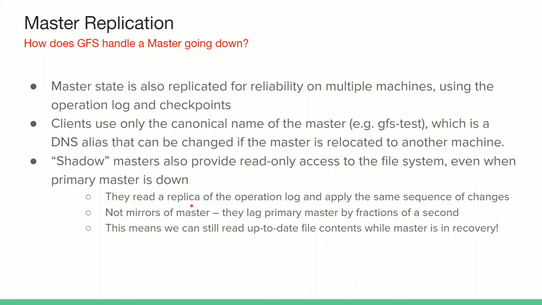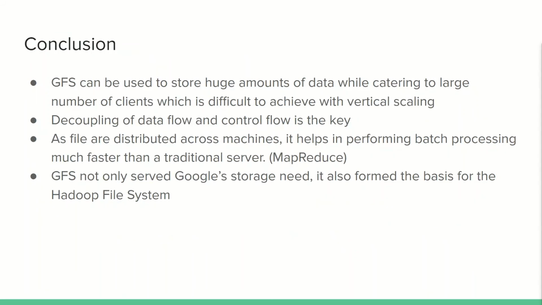A shadow master is nothing but a copy of the master. They are only a few seconds behind the actual master, and when the master goes down, they can still provide read-only access. They read a replica of the operation log and apply the same sequence of changes to them. So they are not mirrors of the master, they just lag the primary master by fractions of seconds. This means that we can still read up-to-date file contents while the master is in recovery.